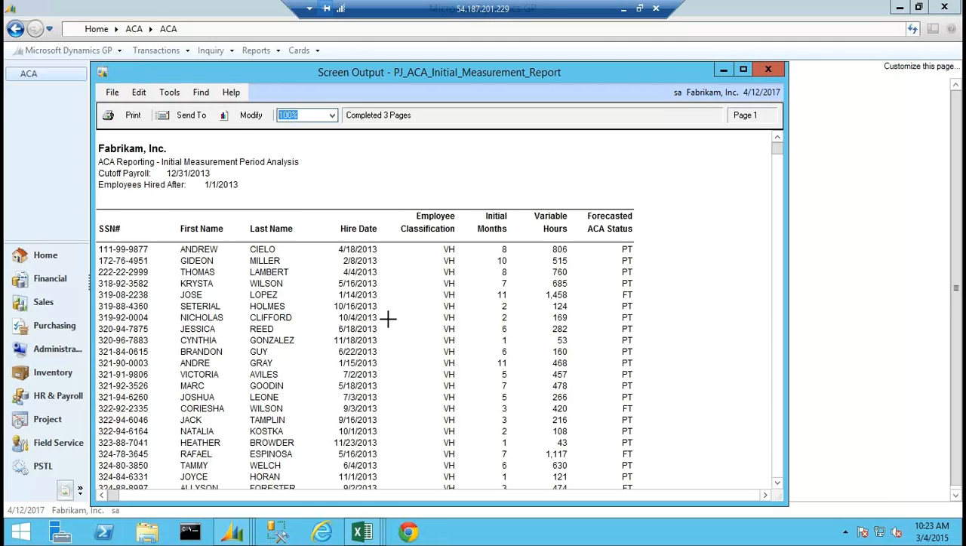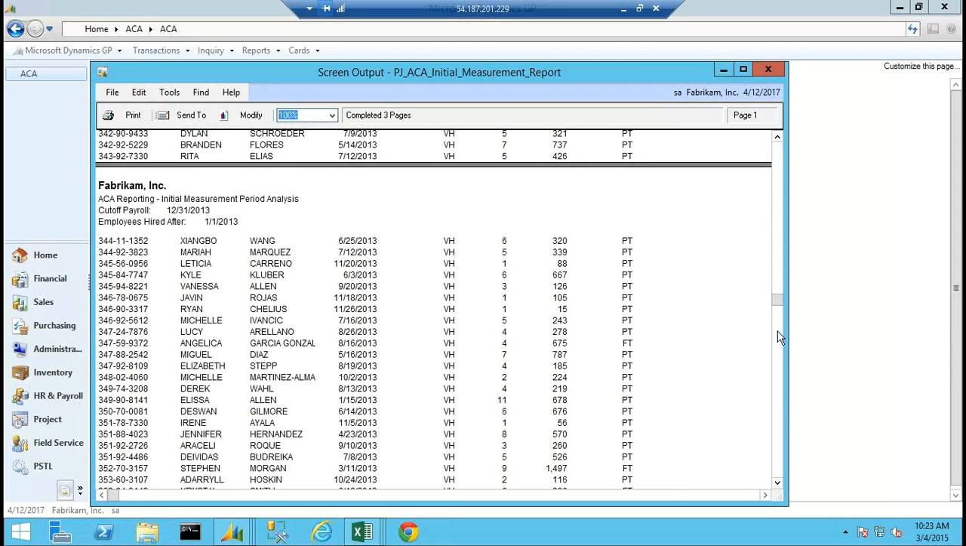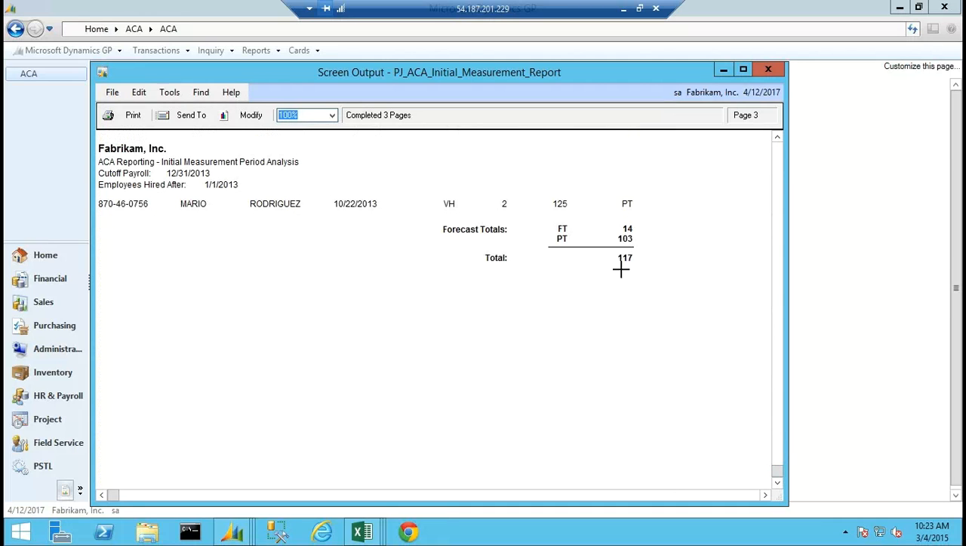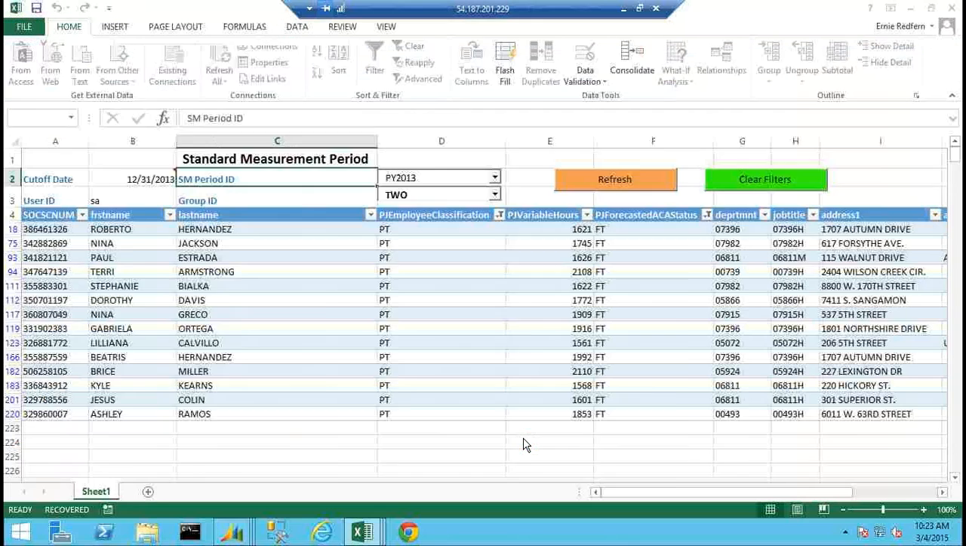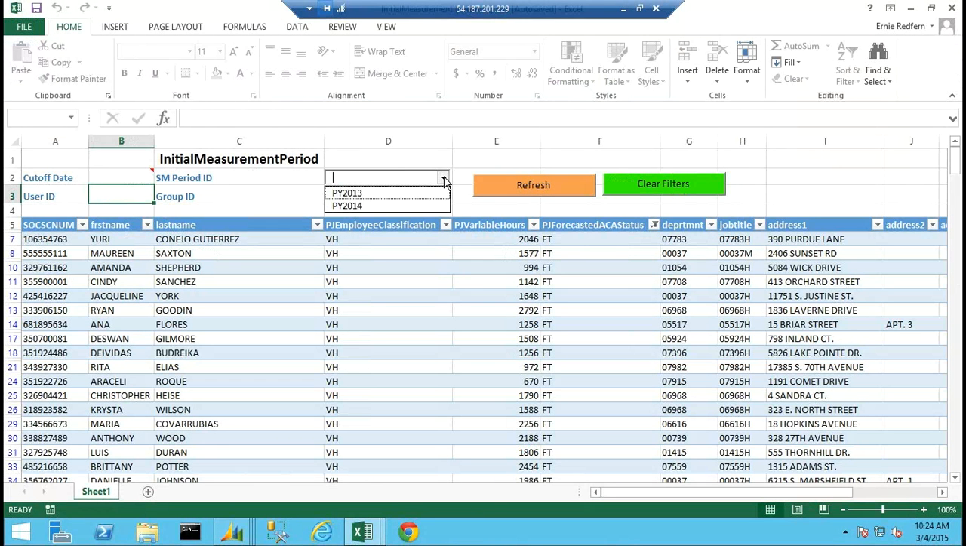Again, we have that exact same report available here in our Excel add-on, our Excel dashboard. So this is kind of forecasting. But every month I have to run this one. And what this tells me is, in that particular month, and I'm going to use 03/31/2014, in this particular month, these people completed their initial measurement period, and how many of them are full-time, made the full-time.